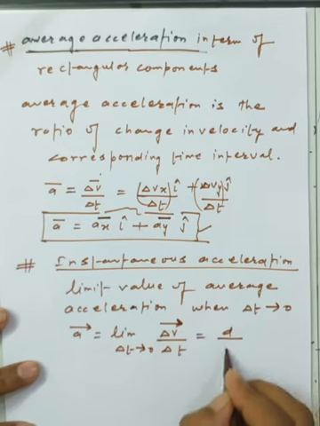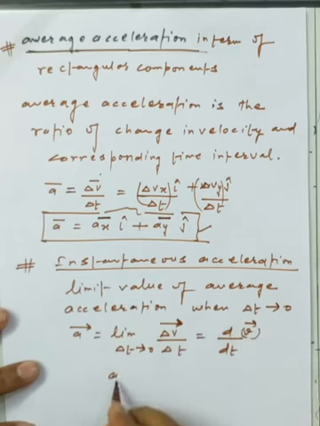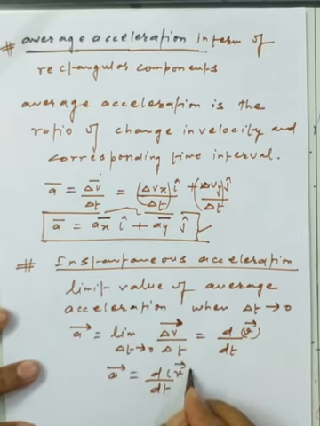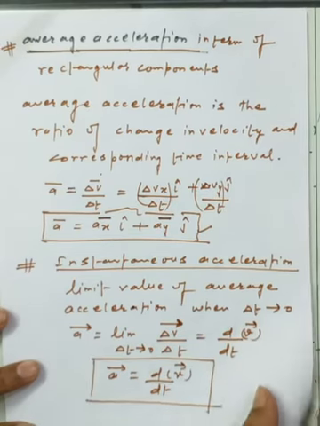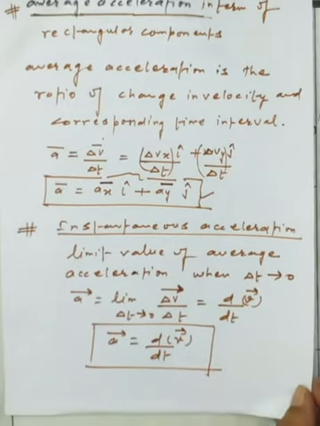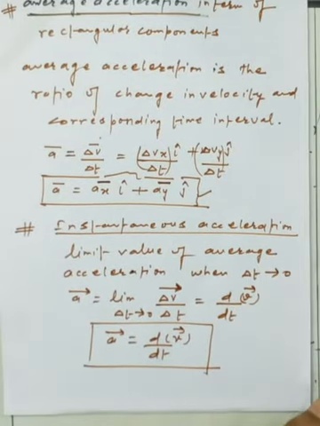Now dv by dt of velocity. Okay, so this is the meaning of the average and instantaneous acceleration, and we have already discussed these portions in the part on differentiation. Now we can go on to the direction of the instantaneous acceleration and the average acceleration.